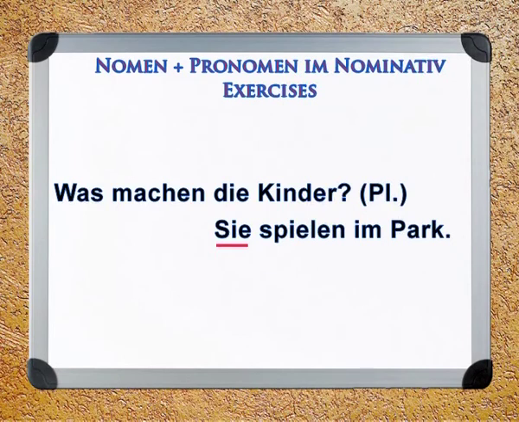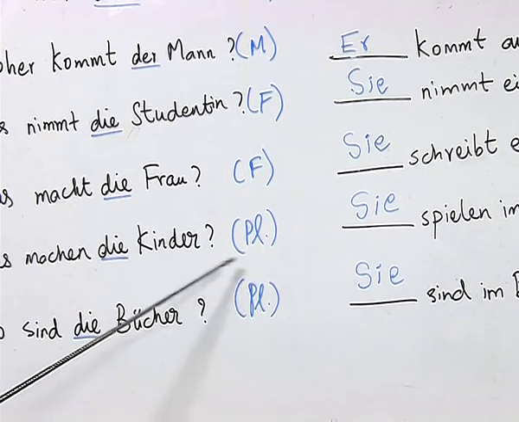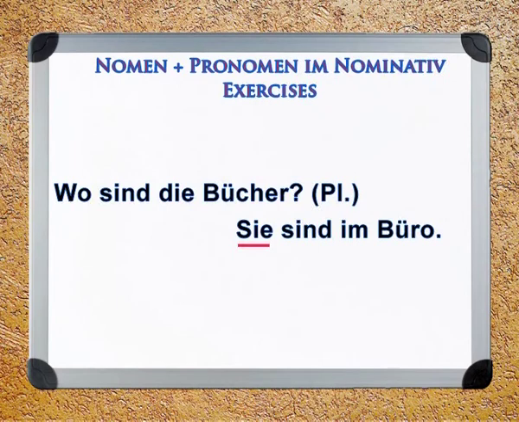Was machen die Kinder? Sie spielen im Park. Here the student has also written the correct pronoun, which is for plural, as you know, for the article die. In the same way, wo sind die Bücher?